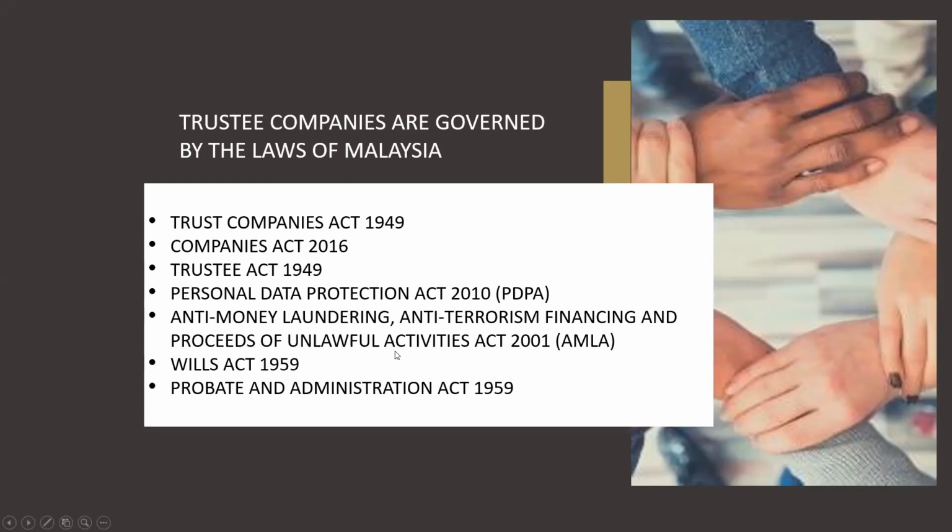So trustee companies are governed by the laws of Malaysia. First, the Trust Company Act 1949, obviously the Companies Act 2016. Then you have the Trustee Act. You have the PDPA, which came into effect in 2010. AMLA and AFTA. Your Wills Act and Probate and Administration Act. So these are the laws that are set up to govern trustees in Malaysia.